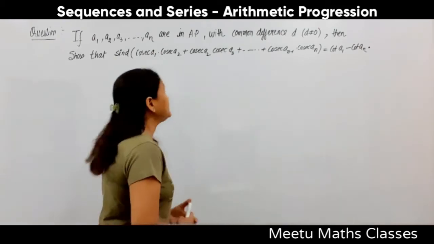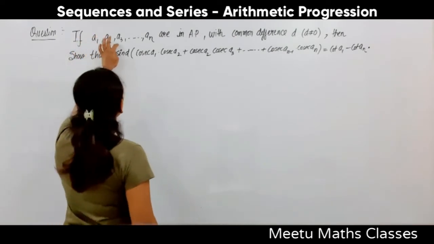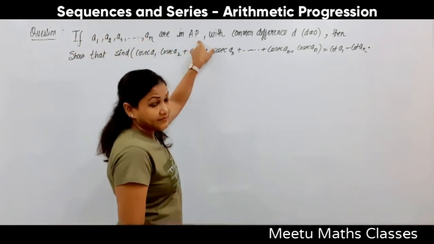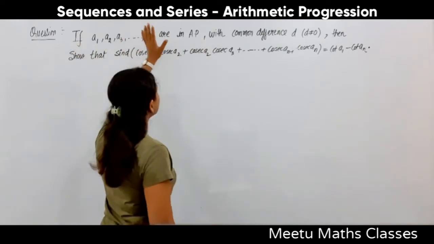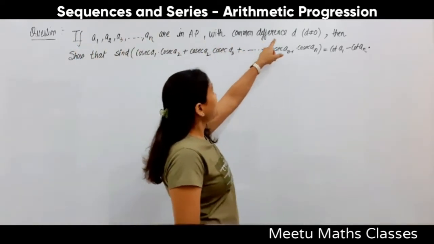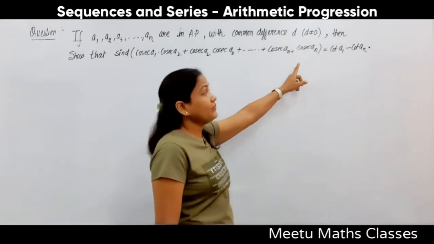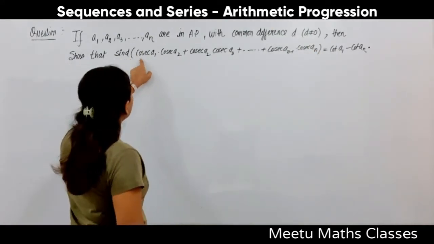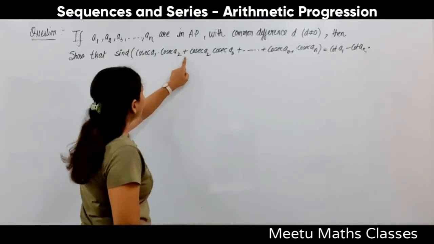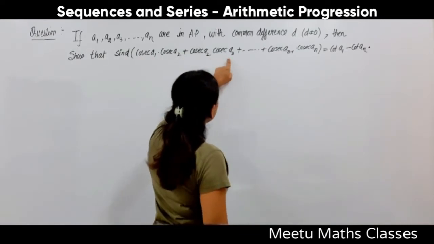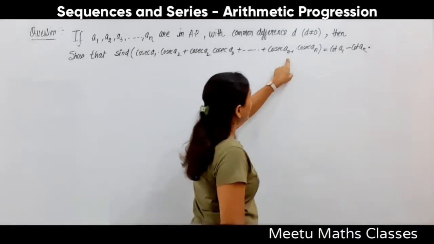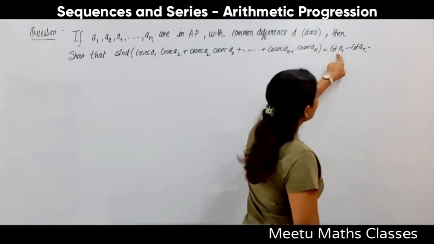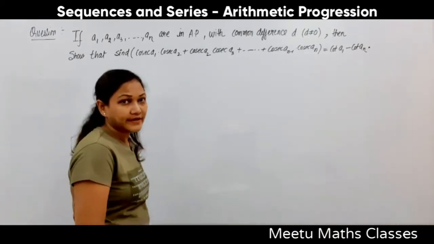So our question is, if A1, A2, A3 up to An are in AP with the common difference D, which is non-zero, then you have to show that sin D into (cosec A1 cosec A2 plus cosec A2 cosec A3 plus so on, cosec An minus 1 into cosec An) is equal to cot A1 minus cot An.